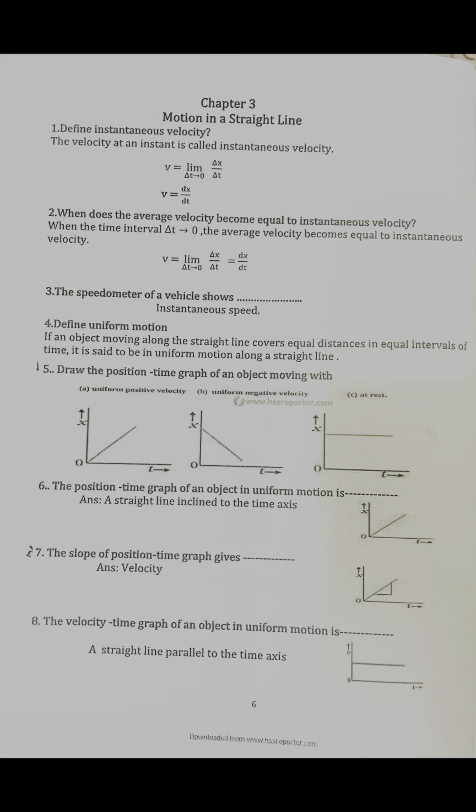So delta t tends to 0 means T2 minus T1 is approximately 0. For example, we can take T1 as 3 am and T2 as 3 and 1 minute, or 3 and 30 seconds. So the difference is 30 seconds, and we can say it is approximately reaching 0. It is not a big value. 30 seconds is not a big value when compared to minutes or hours.